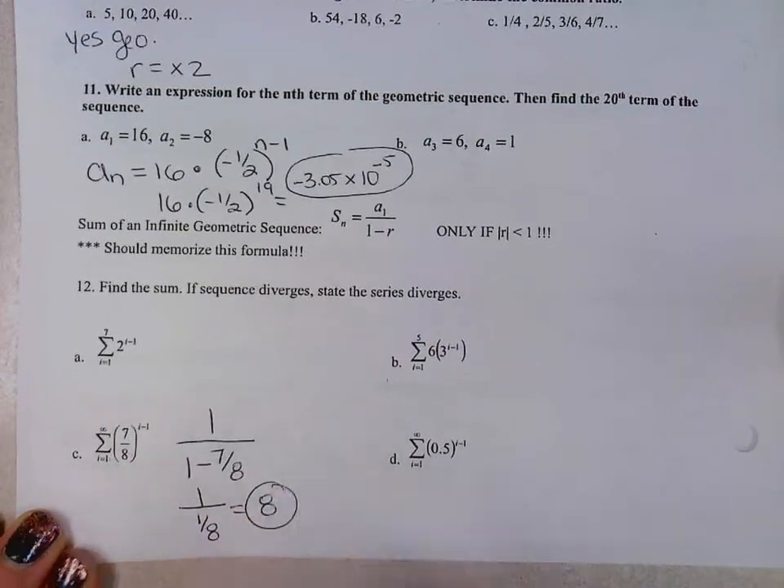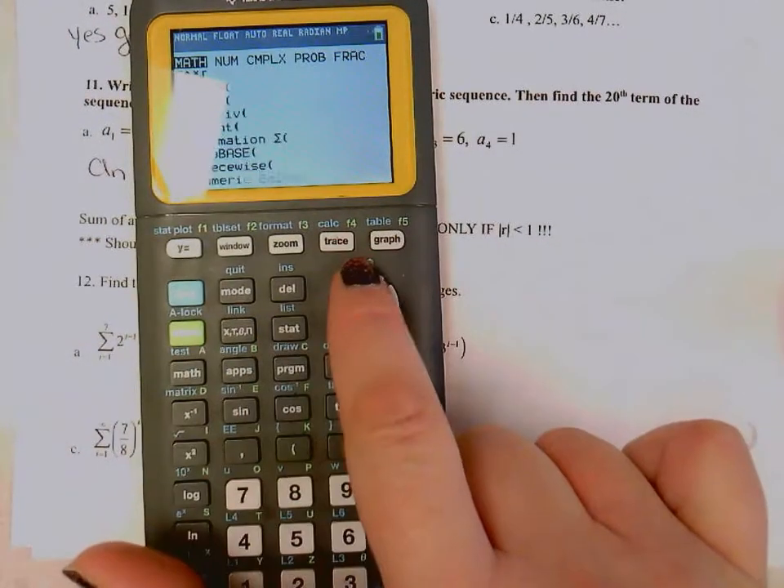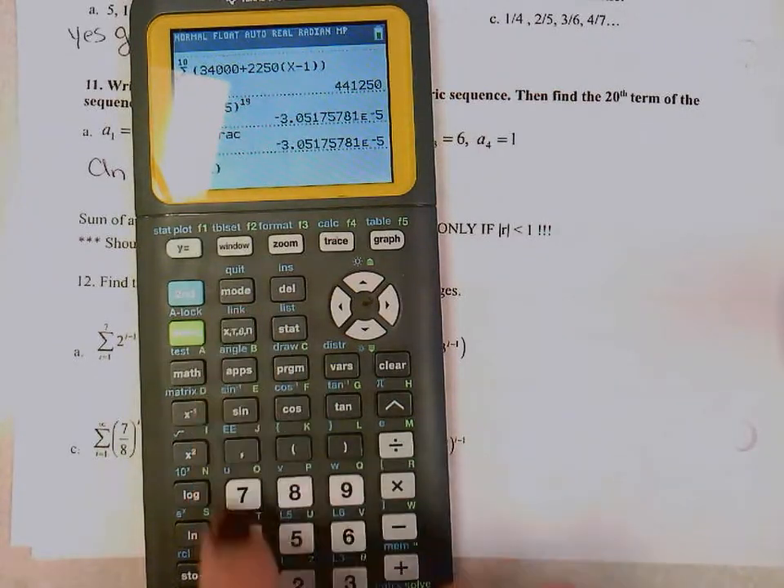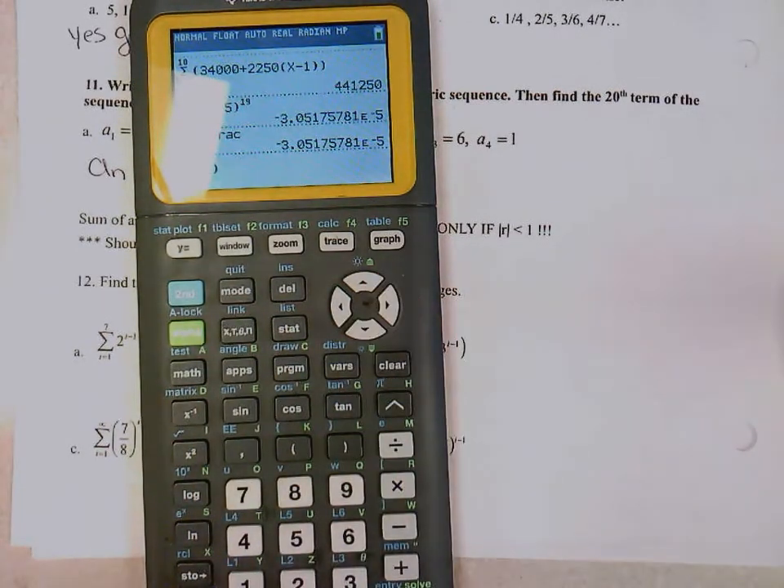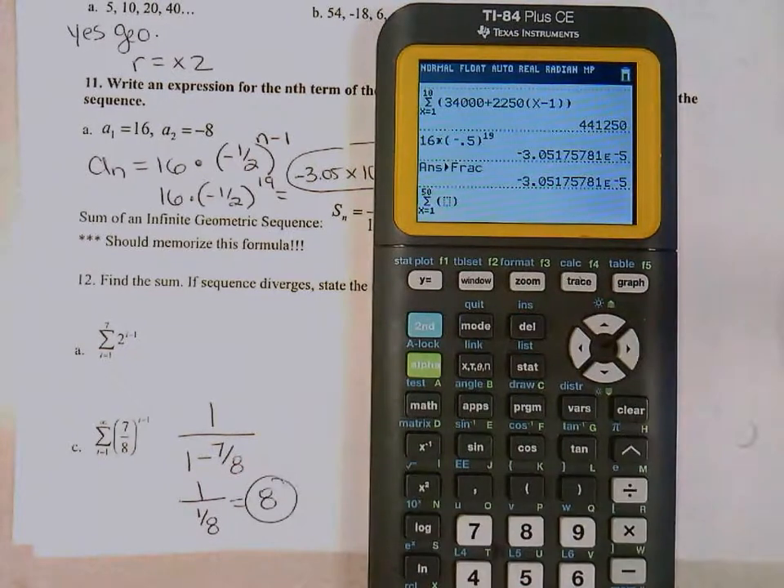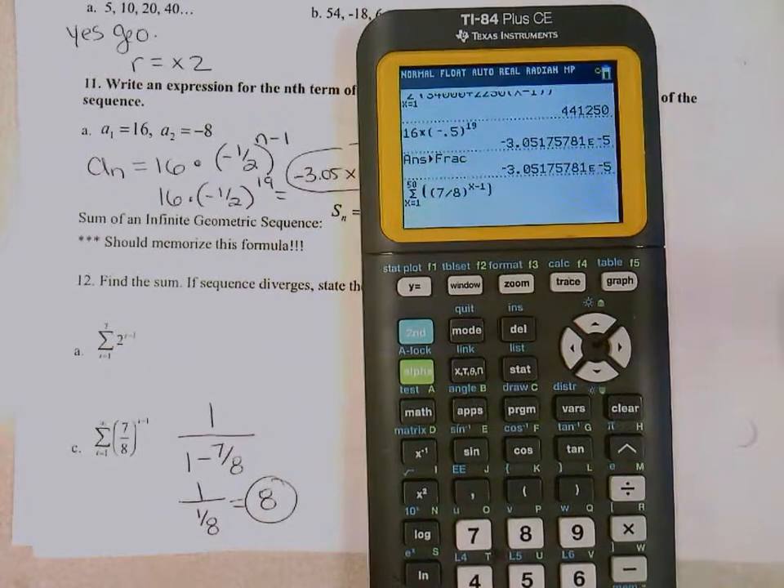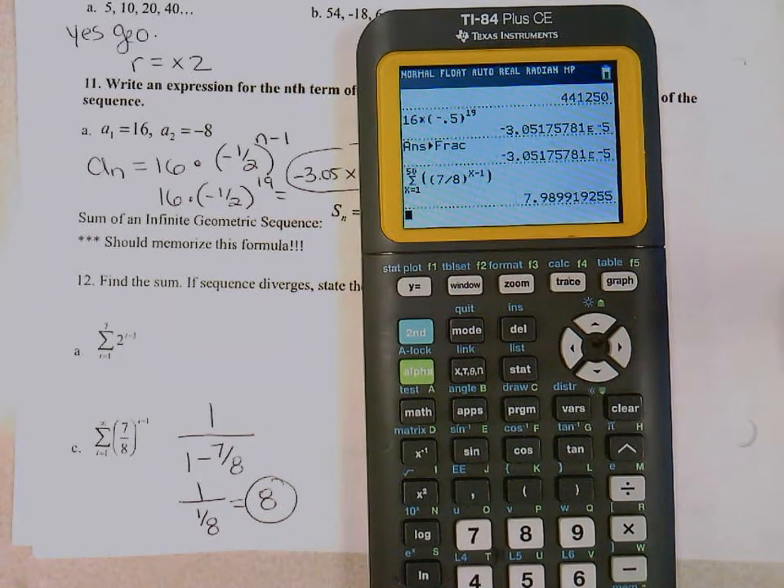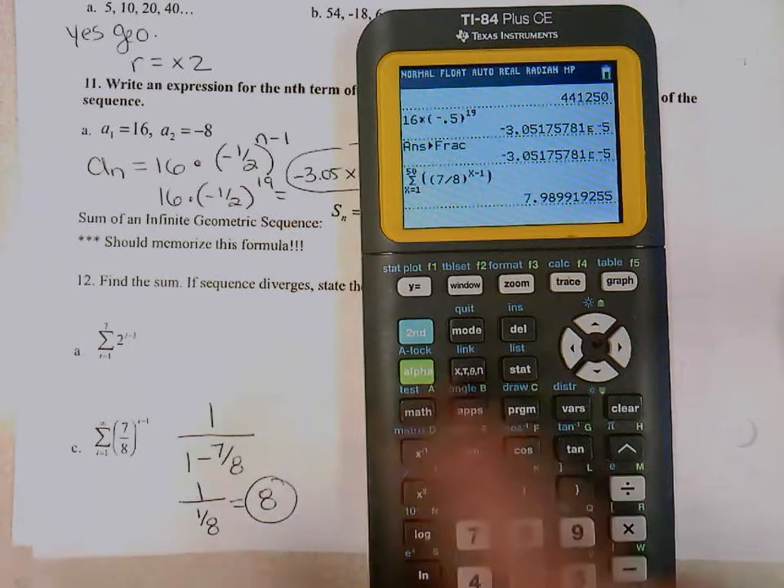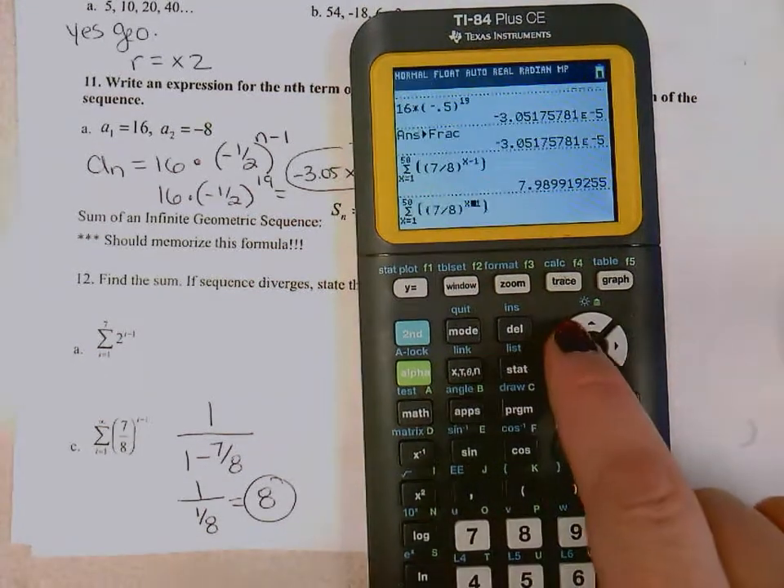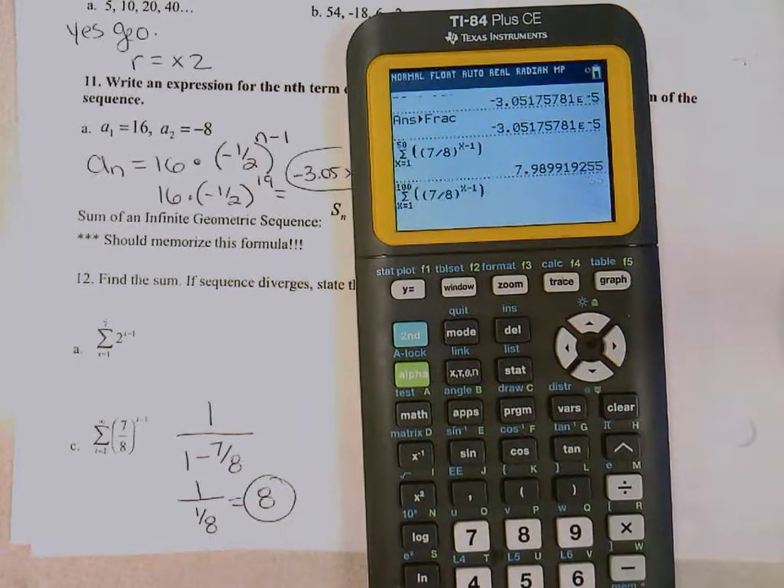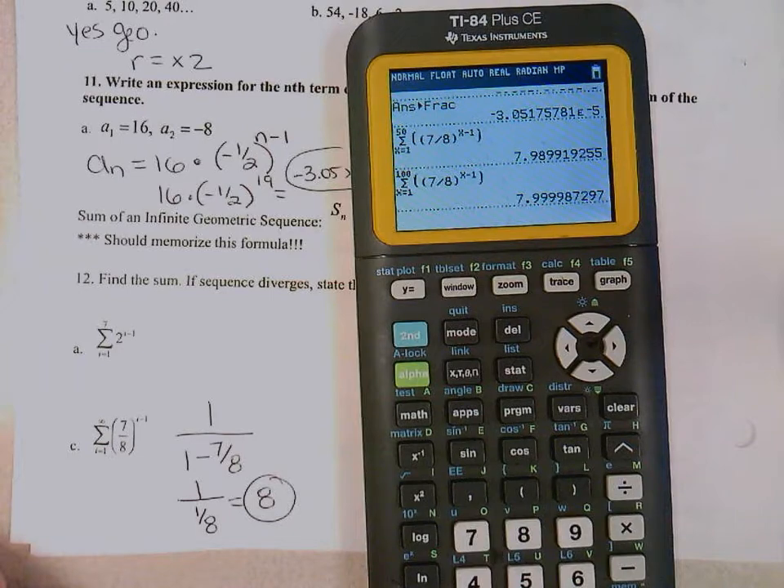And I want to show you on a calculator, if I go to the sum of this sequence, let's just do the number 50, because we can't plug in infinity. And it's 7/8 raised to the n minus 1 power. So 7.9899 converges pretty closely to 8. My guess is if we did the 100th partial sum, it would converge to 8. So let's see if it'll tell me. Oh, 7.999. So it's getting very close to 8. So if I kept doing a bigger number, eventually it would tell me it's converging to 8.